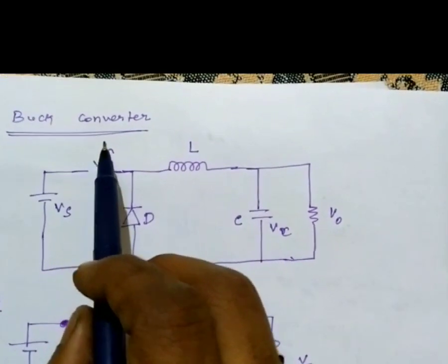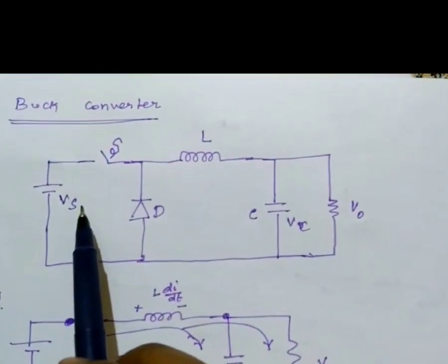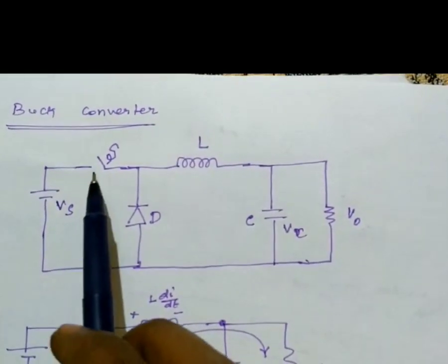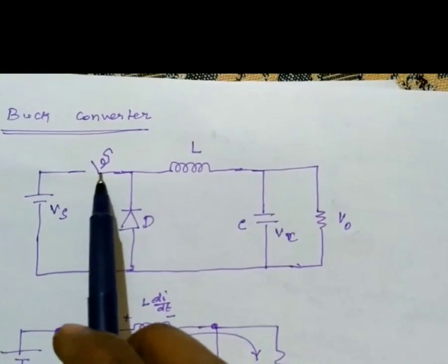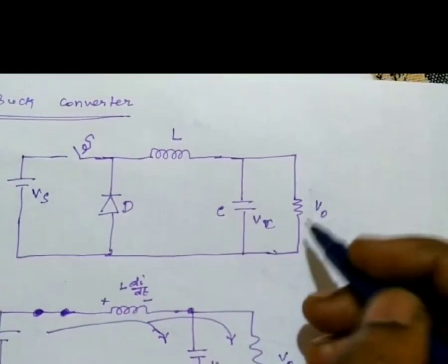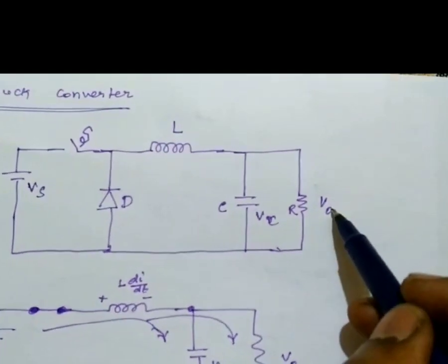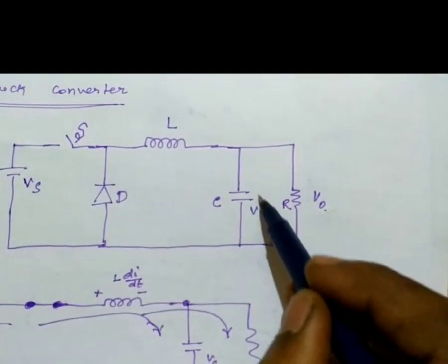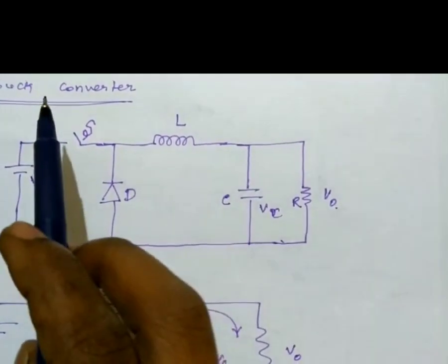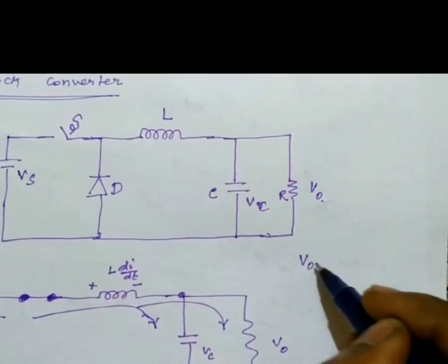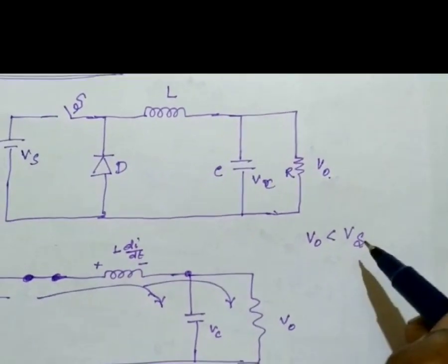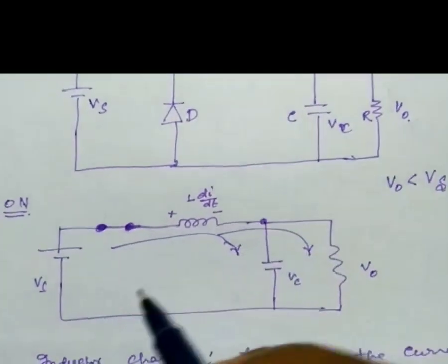Now we will see the buck converter operation. As we said previously, any DC to DC converter has a supply voltage, a switch, which may be a power electronic switch, one inductor and one capacitor, and of course the load R. The output voltage V0 is the voltage drop across the capacitor. The input voltage is Vs. In a buck converter, the basic operation is that the output voltage is less than the input voltage.